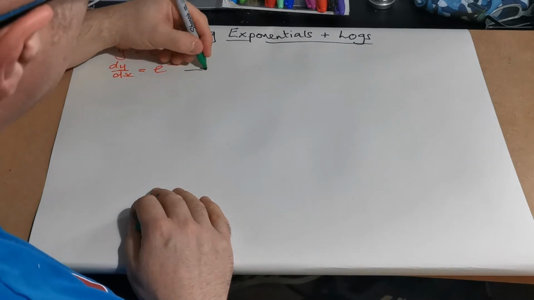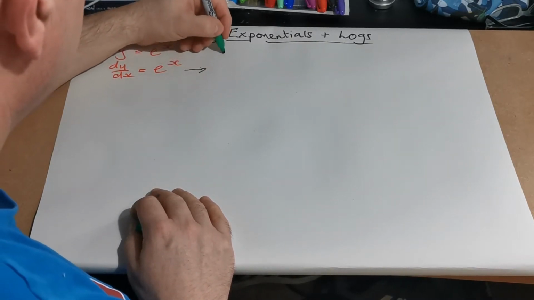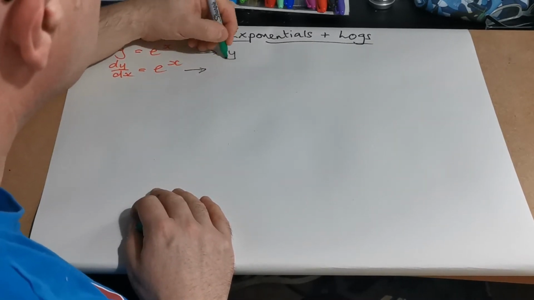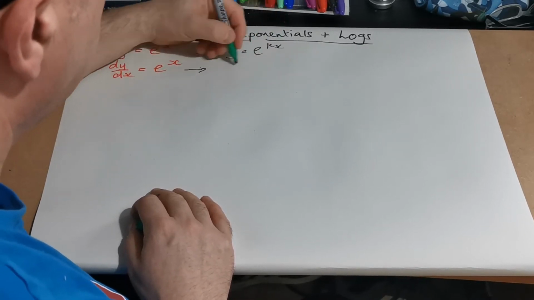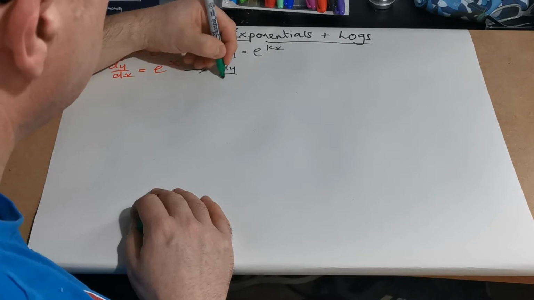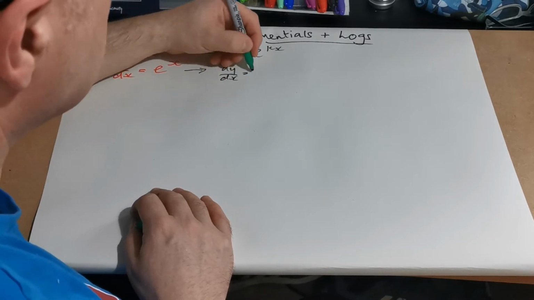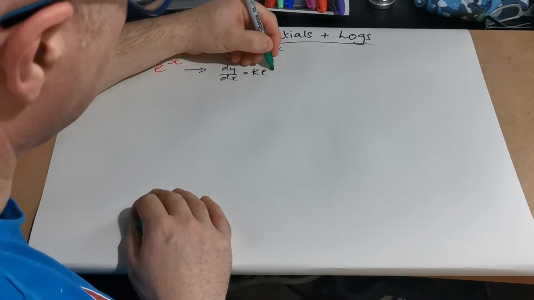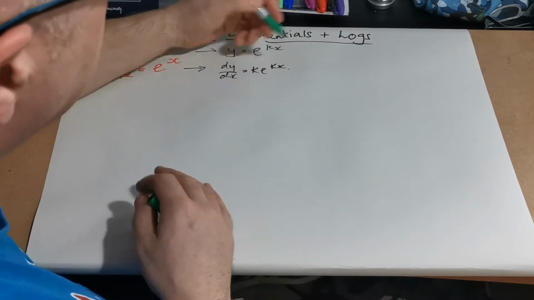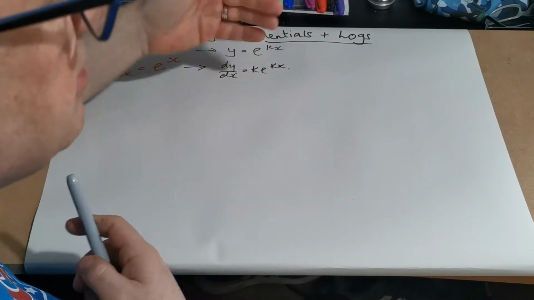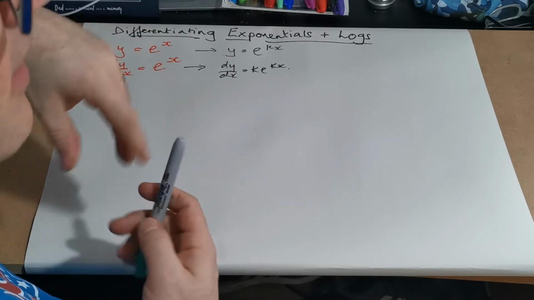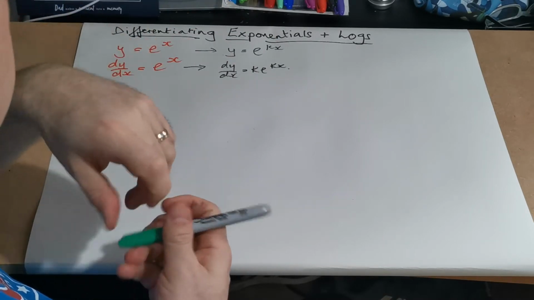And an extension of that is that if y equals e to the kx, then dy by dx equals k e to the kx. And as we go through this topic, we'll understand why that happens, and we'll also understand how we can take that a little bit further.